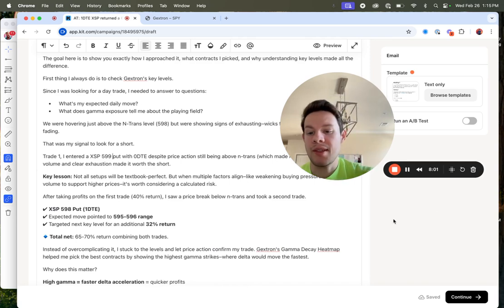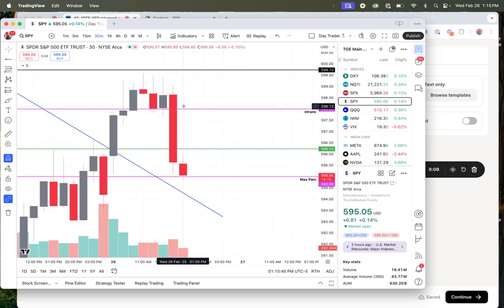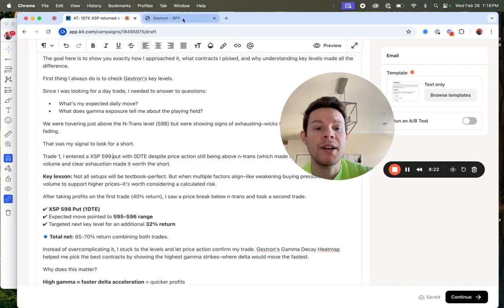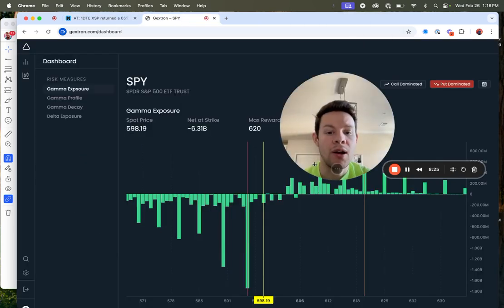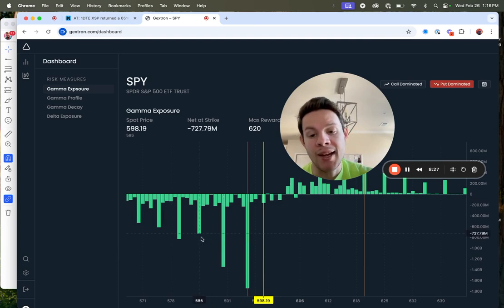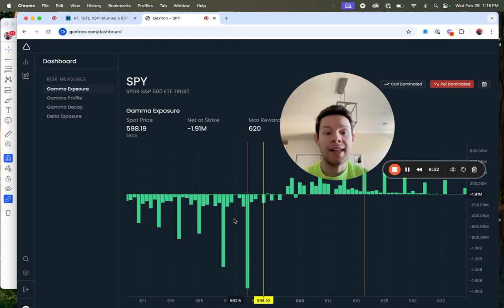All those trades put together was about a 65-70% return. That was really good, right? And you can see here why it's so important. Once we go below this level, or typically P trends if we go above it, but in this case N trends, it's a falling knife. Most of the time, it's a falling knife. Then you want to start looking in Gextron at where max pain is and where other areas of interest are, for example 590, 585, 580, and so on. So you can see what the key levels are. That's all we're playing. We're just playing key levels, right?